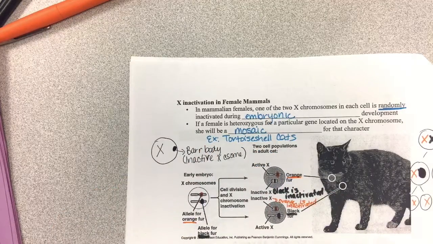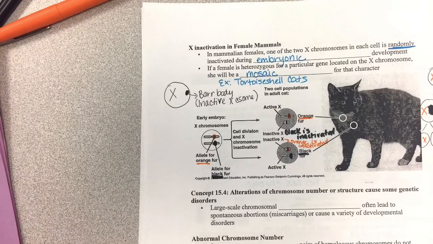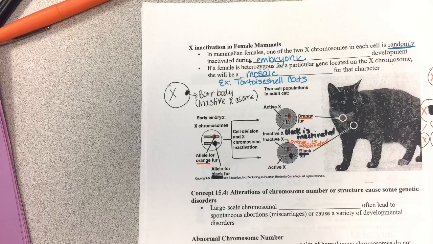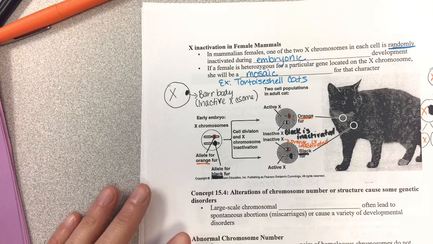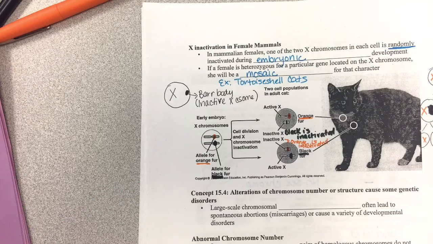All right, and so we are going to continue on with 15.4. 15.4 is dealing with having an abnormal number of chromosomes. So far we've talked about how traits and disorders are caused by the genes, the combinations that you have, but it also can be caused by the abnormal numbers of chromosomes.